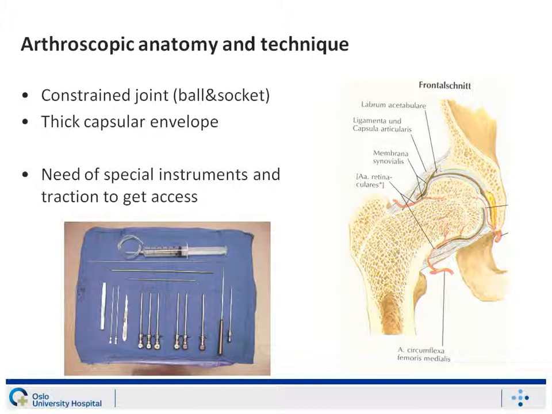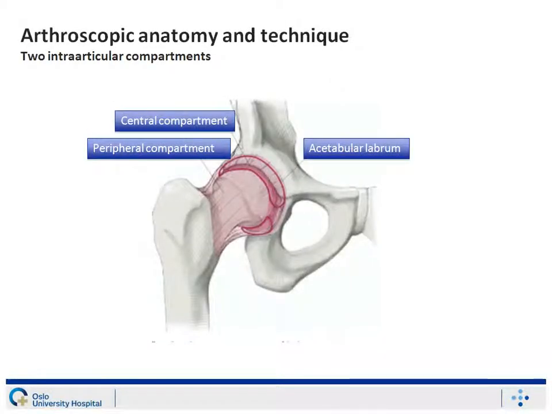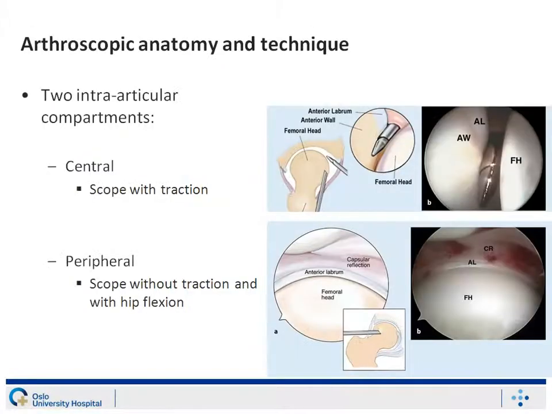We have heard about the arthroscopic technique. I will not go into that. Just mention that my talk will concentrate on the central and the peripheral compartment. I will not talk about the lateral or external compartment. This is the classic arthroscopic anatomy of the hip joint itself.